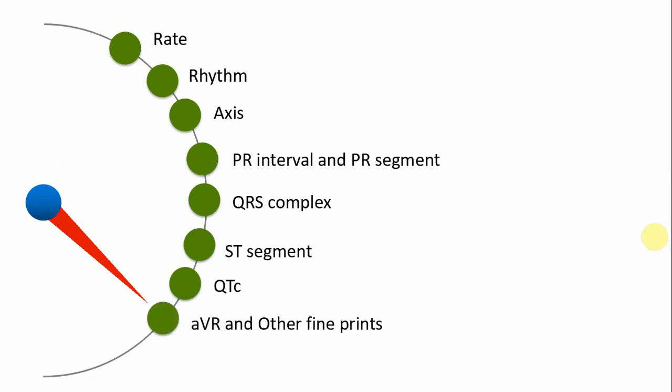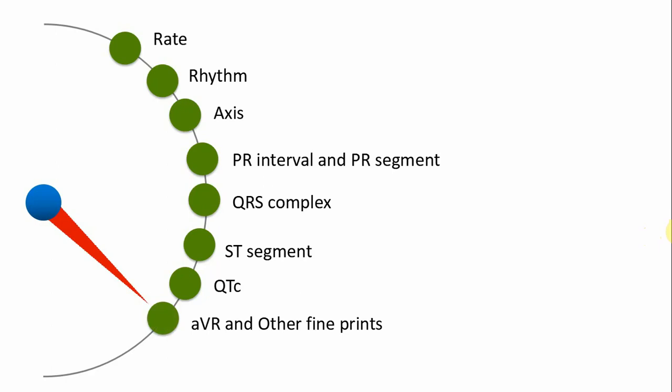Now, AVR is considered as the most neglected lead. So please look at the AVR. It will give you some ideas what is happening to the axis. It will also give you some idea about some of the conditions like VT. Vereckei criteria is based solely on AVR.